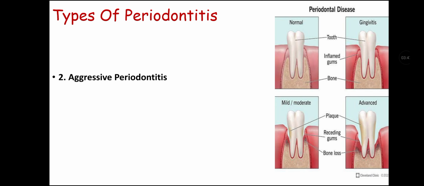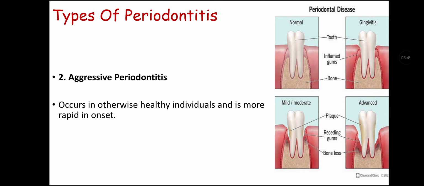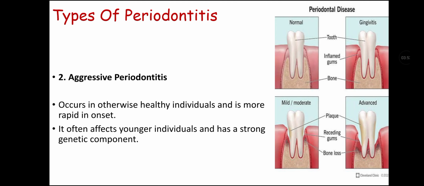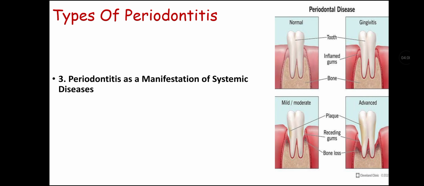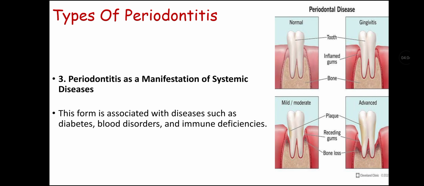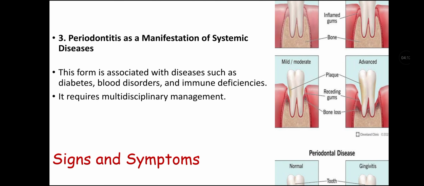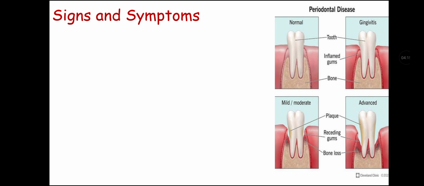Second type of periodontitis is aggressive periodontitis. It occurs in otherwise healthy individuals and is more rapid in onset. It often affects younger individuals and has a strong genetic component. Third type is periodontitis as a manifestation of systemic diseases. This form is associated with diseases such as diabetes, blood disorders, and immune deficiencies. It requires multidisciplinary management.